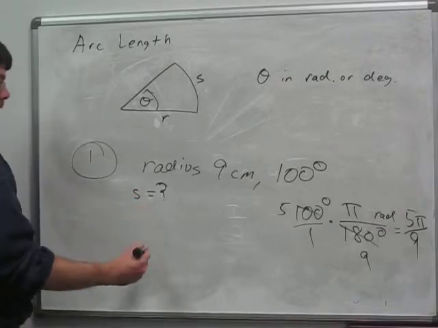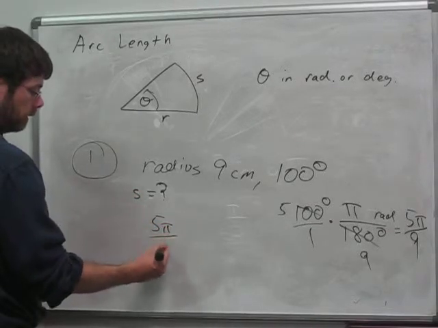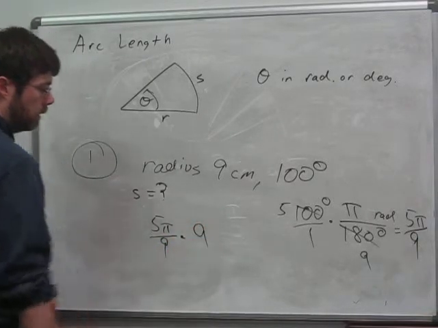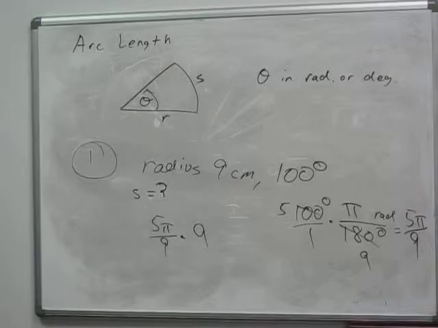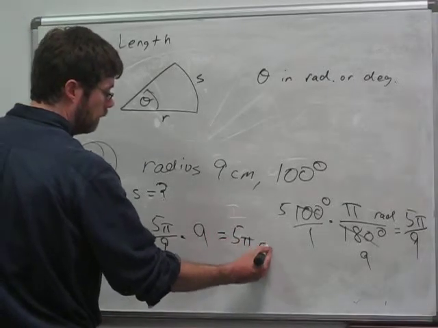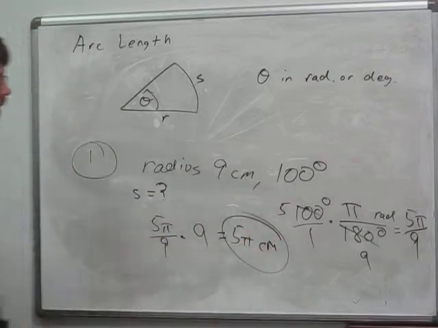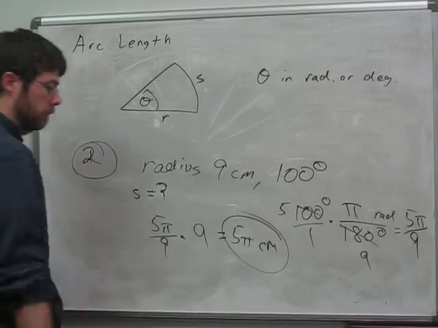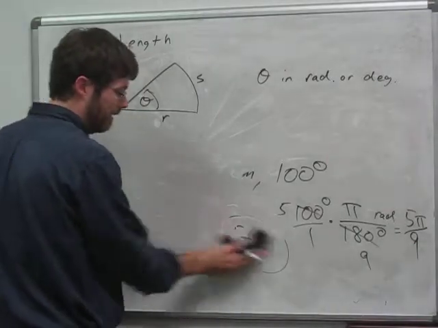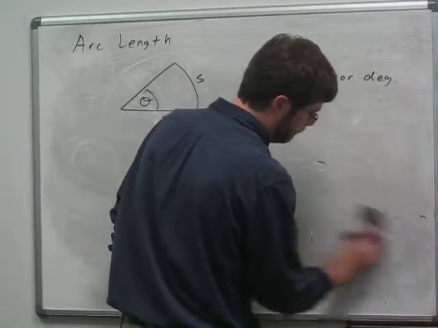So my arc length is the radian measure times my radius, and we're going to get 5 pi centimeters. So that was problem 2. Let's look at problem 3 and also 4.